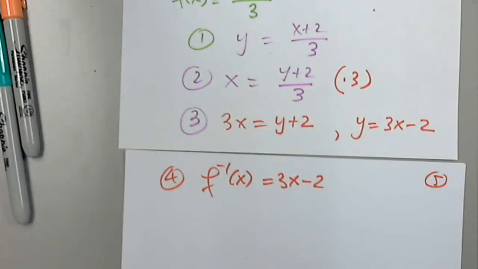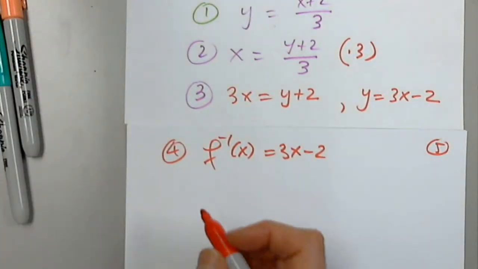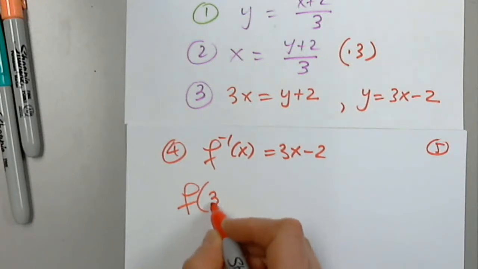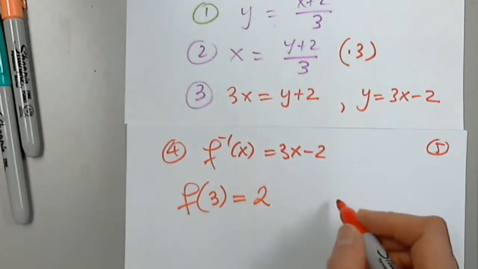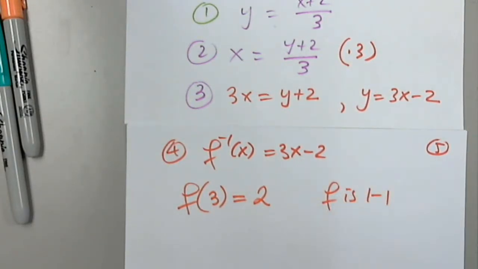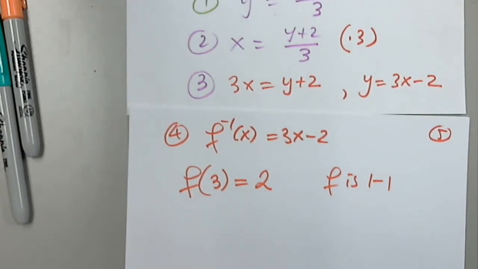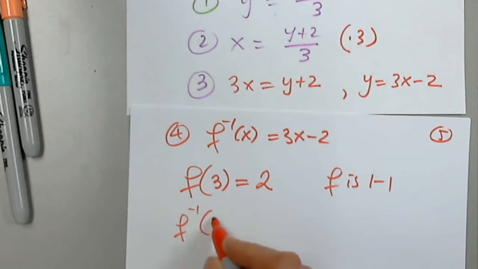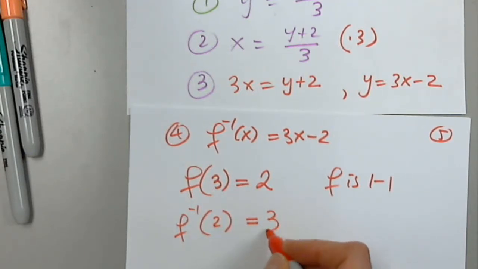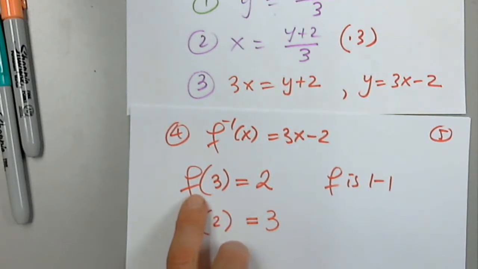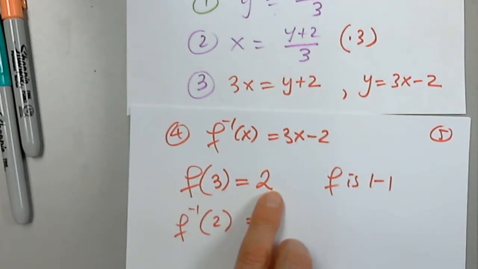If I say to you, for example, f of 3 is 2 and f is one-to-one, I'm not giving you any other information, but I want to ask you, how much is f inverse of 2? Very good. Because if the ordered pair for f is 3, 2, the ordered pair for f inverse must be 2, 3. Let's trade places.